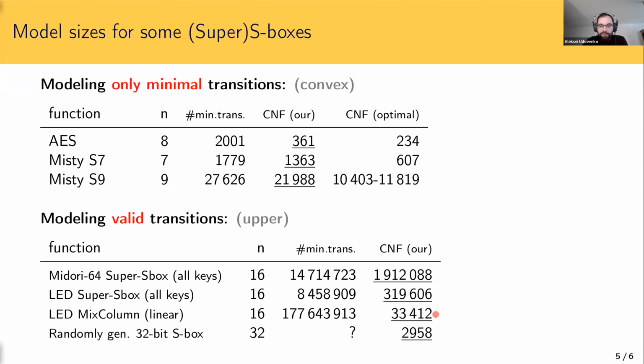An interesting case is the heavy linear layer of LED, which is based on an MDS matrix. It was the source of problems in the work by Derbez and Fouque. Using our method, it can be modeled by just 30,000 constraints.